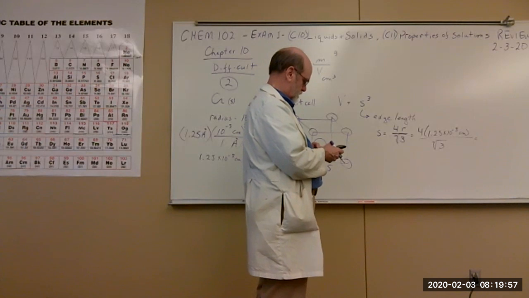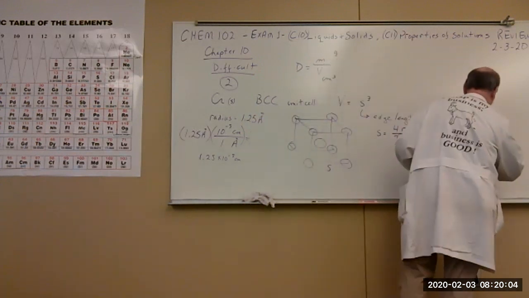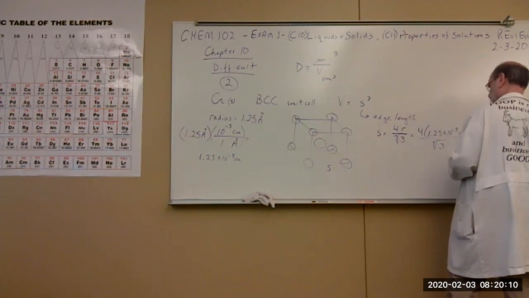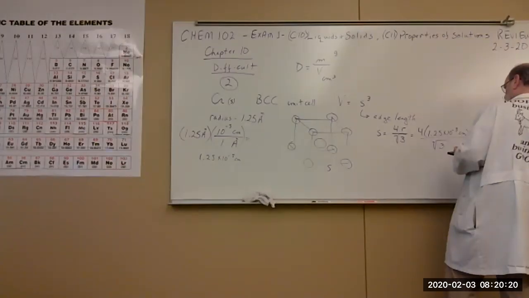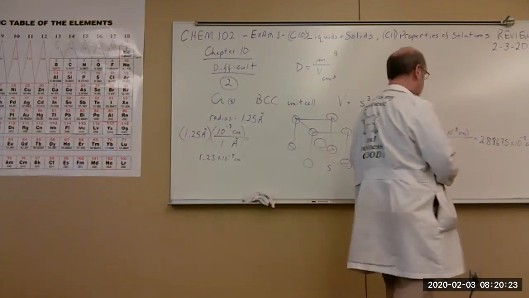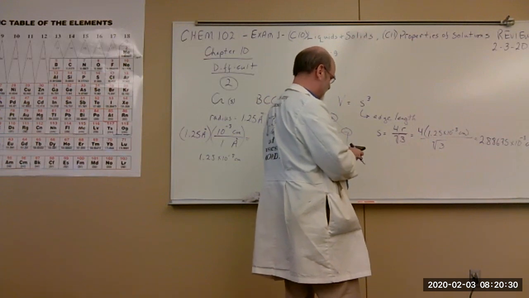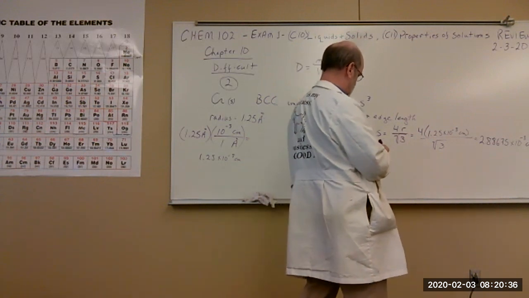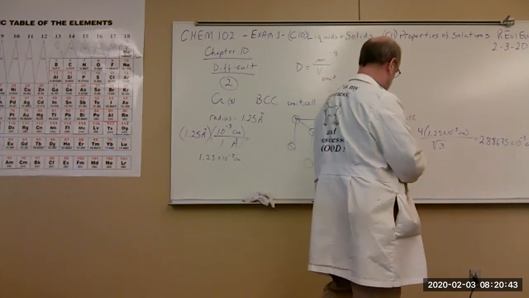Okay, what's the square root of 3? I got 2.886 times 10 to the negative 8 centimeters. Leave that as that. Okay, does anybody else get that? Let's double check our work here. Okay, and then, I did something wrong. Hold on a second.